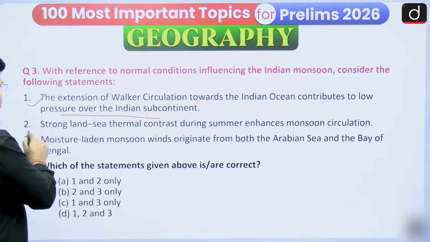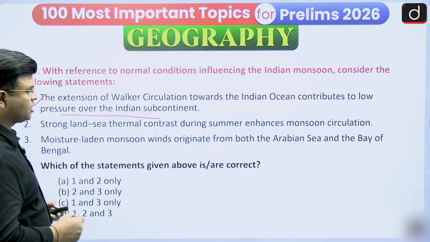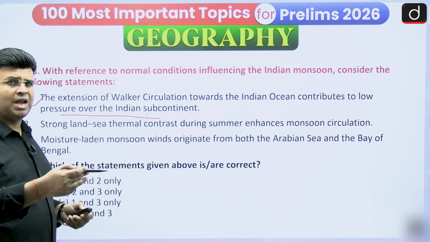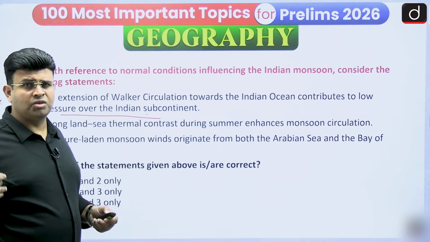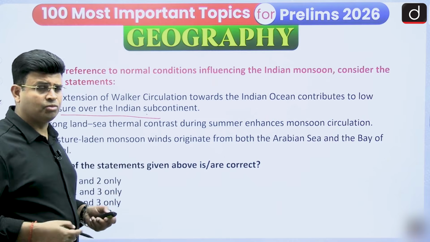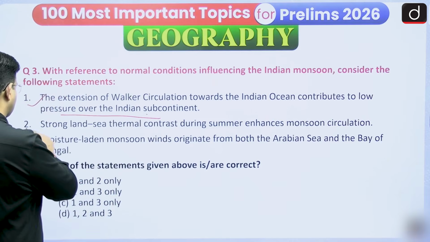The second statement is that strong land-sea thermal contrast during summer enhances the monsoon. Yes, if the land becomes warmer and the ocean is relatively colder, the temperature contrast is greater, so this statement is again correct.